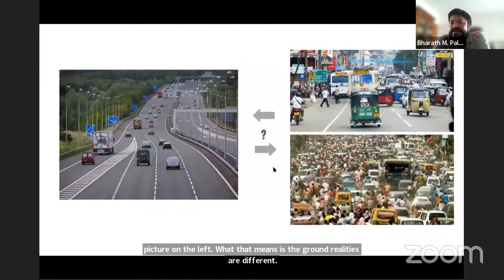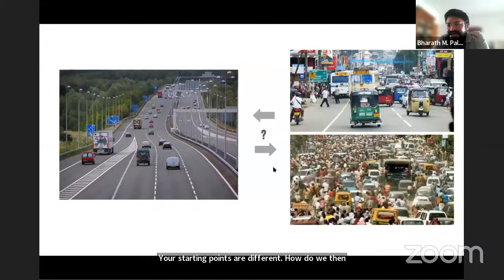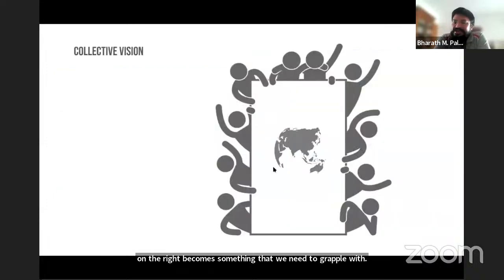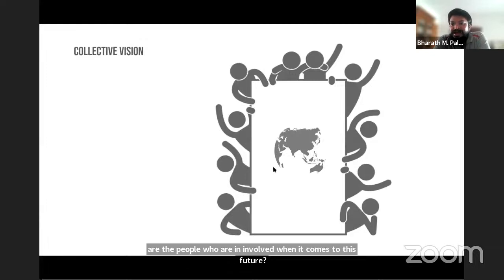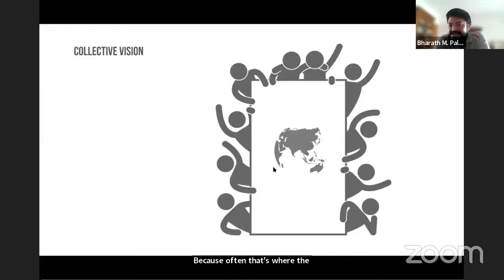How do we then design something in that context? And if we are not able to do it, it continues to be the two pictures on the right, which becomes something that we need to grapple with. You saw a mass of humanity in one of the pictures previously. Especially in the context of public policy, the question is also about a shared collective vision. What is this future that we keep talking about, and who are the people involved when it comes to this future? Because often that's where the problems arise.